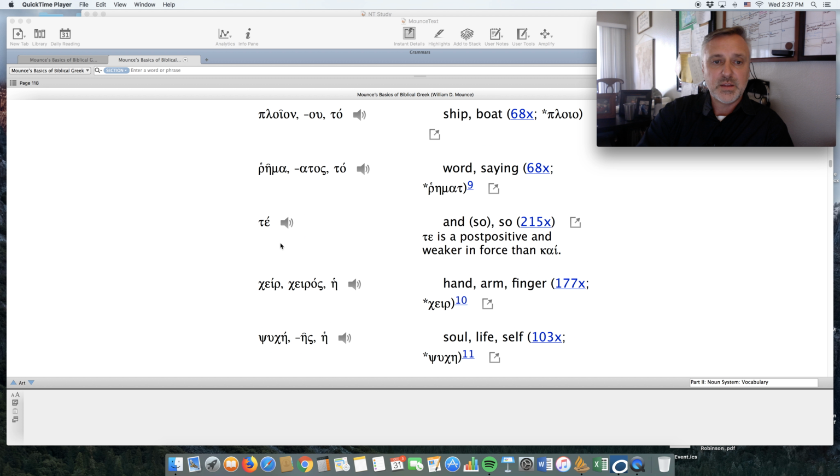All right. Te means and or so. It's weaker in force than kai. You'll oftentimes see te with another, like a de or a men, stringing together certain things. You'll see it in the text a little bit, so be aware. You would just translate it as and or so.